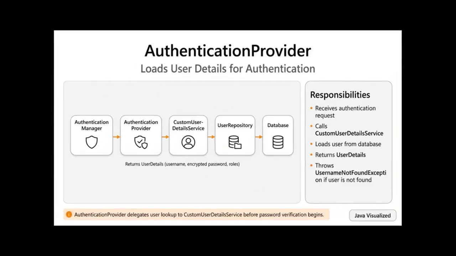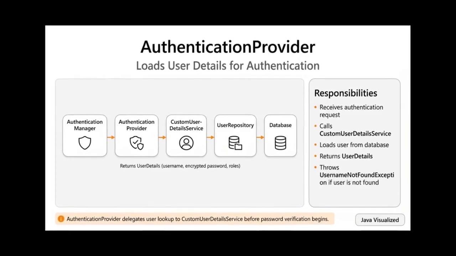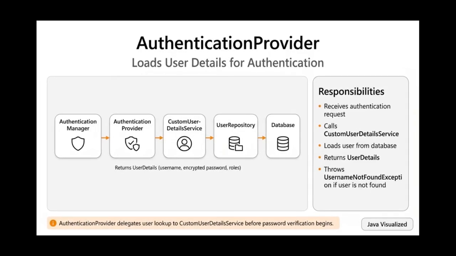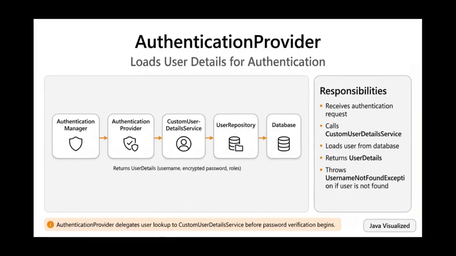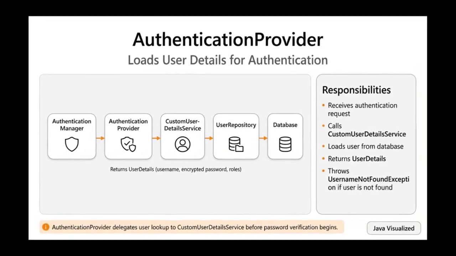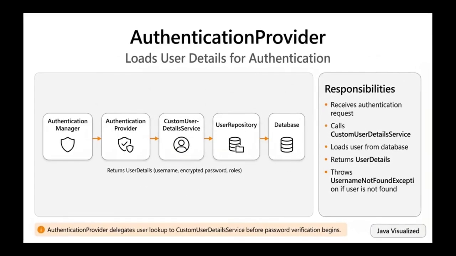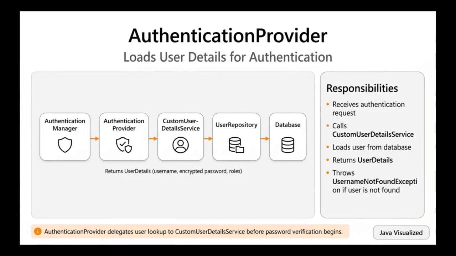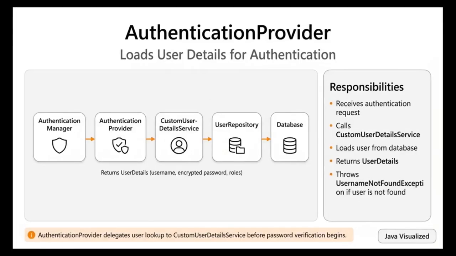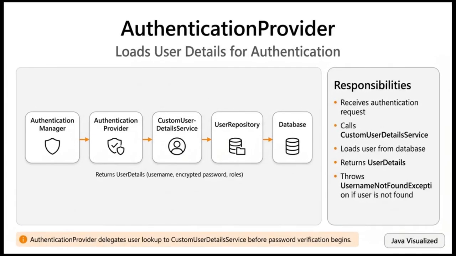Once the Authentication Manager delegates the request, the authentication provider takes over and performs the actual authentication. Its first job is to retrieve the user's details. To do that, it calls our CustomUserDetailsService, which uses the UserRepository to search the database by username. If the user exists, it returns a user details object containing the username, encrypted password, and roles. If no matching user is found, Spring Security immediately rejects the login request with a username not found exception.